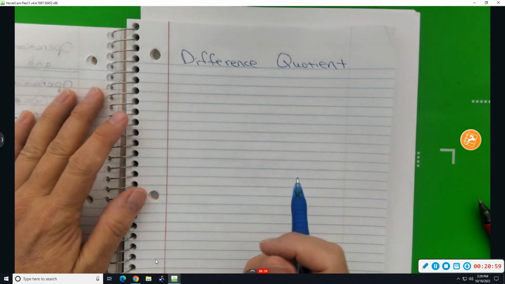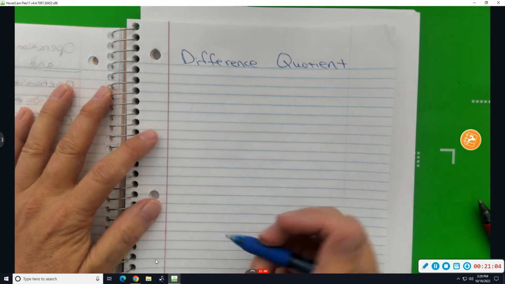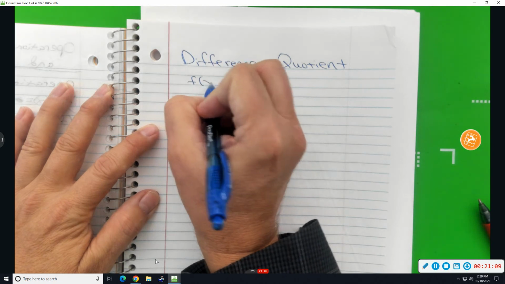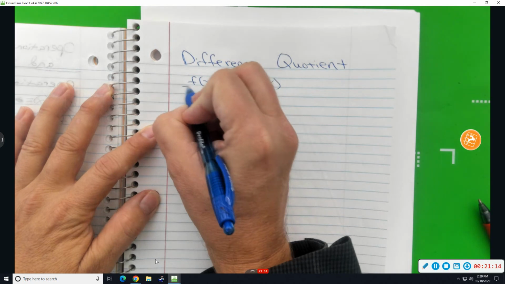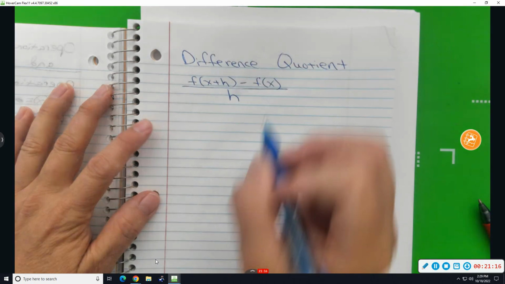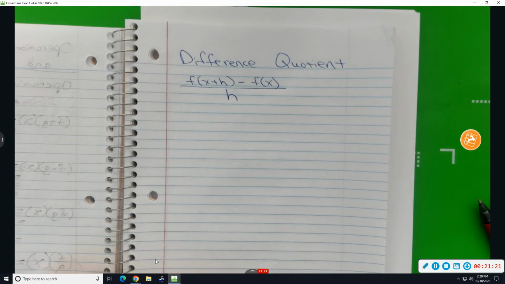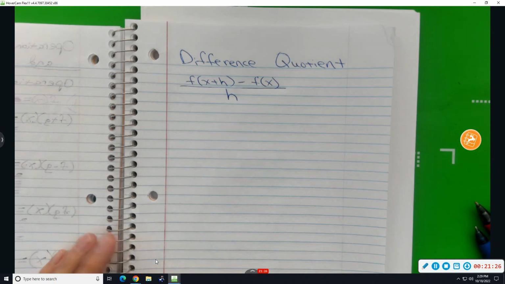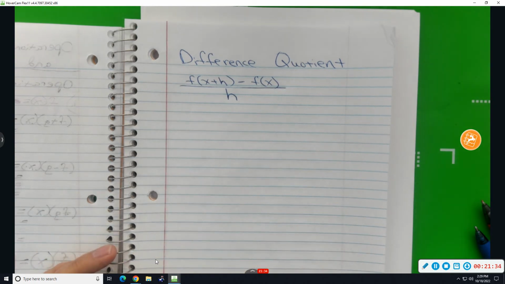Okay. The difference quotient has applications in calculus. Part of the definition of derivative, to be exact, it's f of x plus h minus f of x all over h. Now, we don't have to worry about any of the calculus aspects of the difference quotient. All we have to do is reduce difference quotients, okay? If you have to take calculus, your calculus teacher will teach you the calculus involved with the difference quotient.